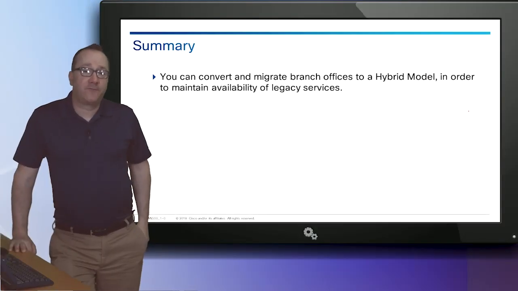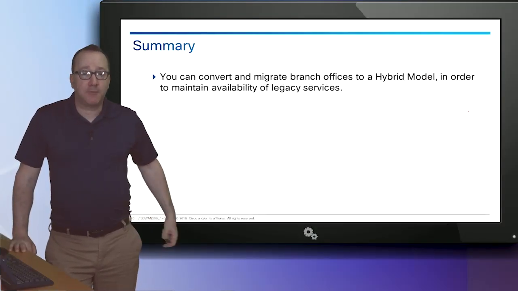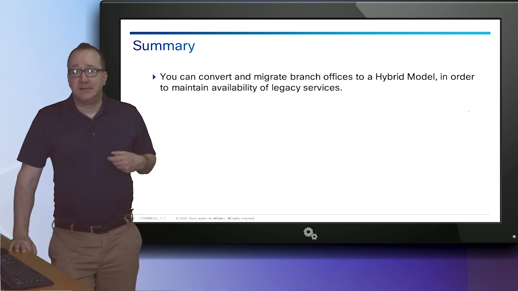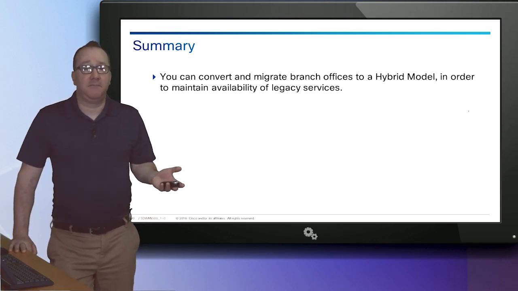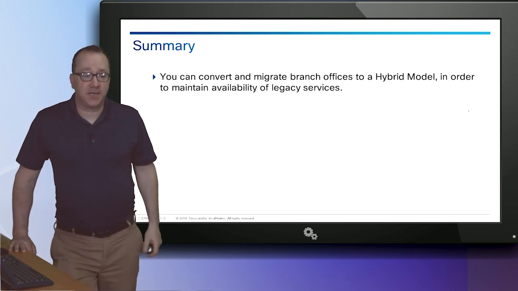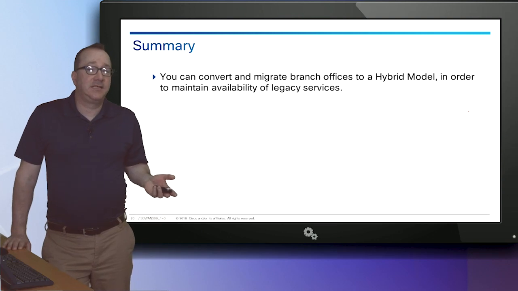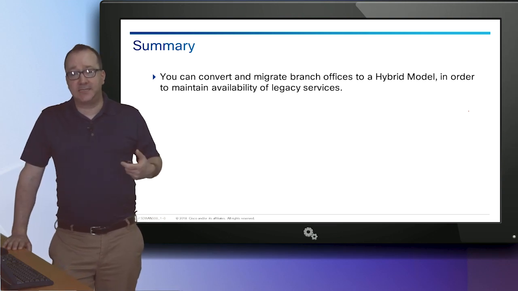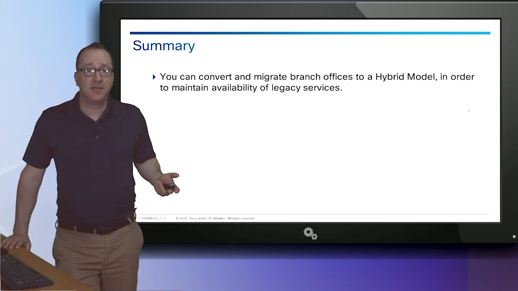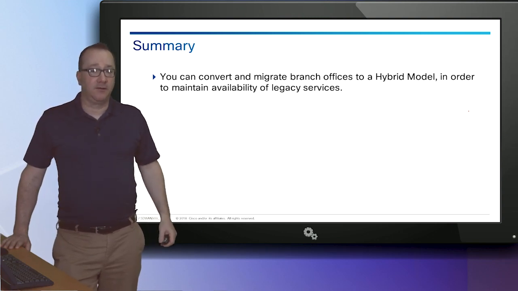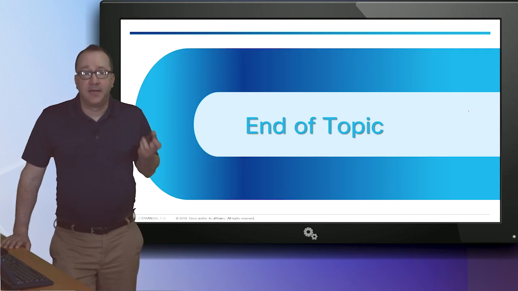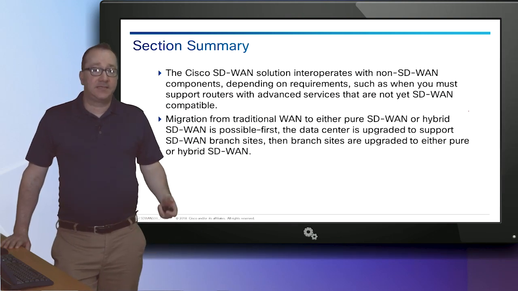So in summary, you can convert and migrate branch offices to a hybrid model in order to maintain availability of legacy services. Let's say you have a UCS-E module on a server, on a router providing services to that local site. Obviously, the SD-WAN solution is predominantly a WAN solution. It isn't intended to replace the entire Cisco product line and all of the features that we've seen in the Cisco routing environment. Okay, that's the end of this topic and the end of this section.